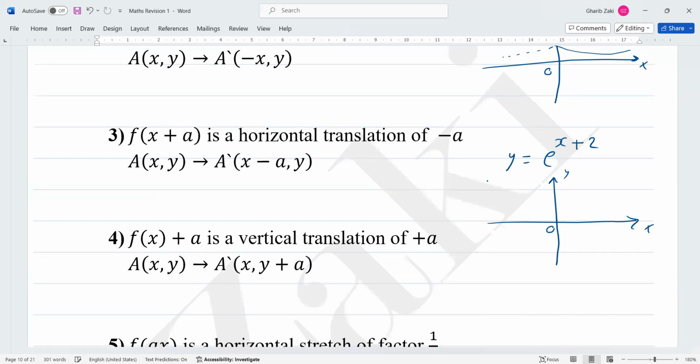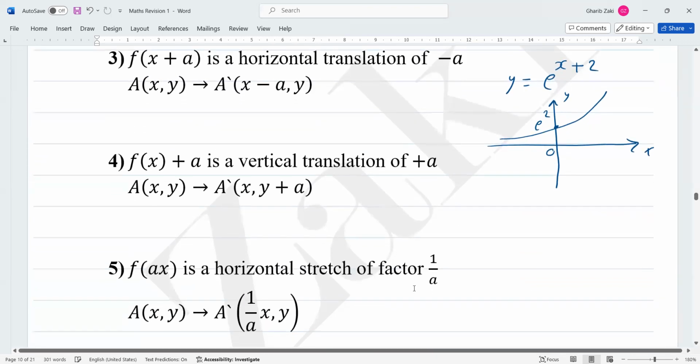Now, what is e power x if x equals 0? It's e power 2. Then it's the same curve, but this point is not 1, it's e power 2. So the curvature of e power x just changes.